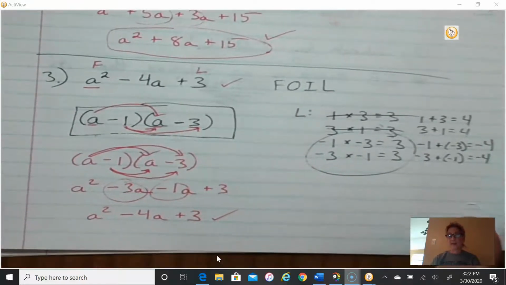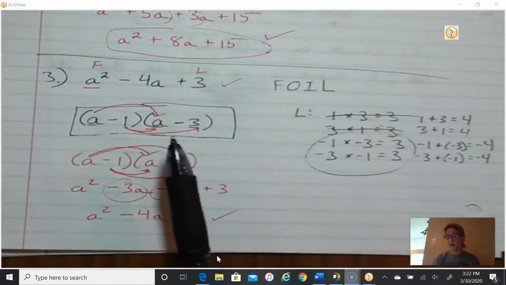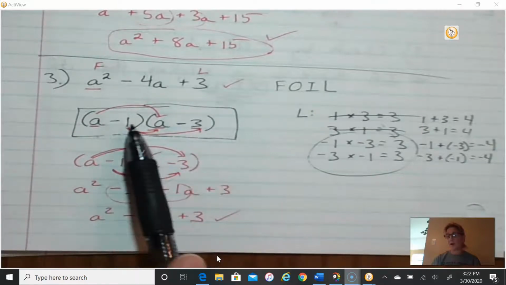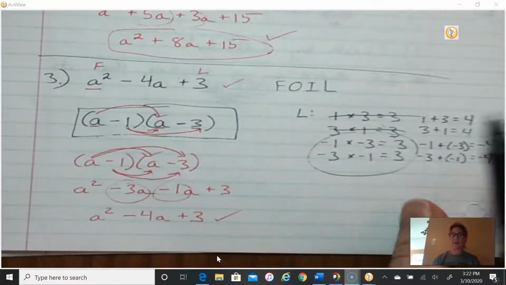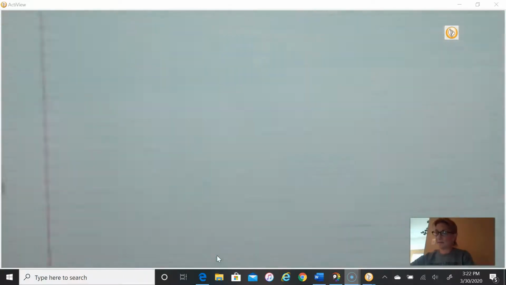Okay? See, this part right here is kind of tricky because you got to find what when multiplied gives you that last term, but when added gives you the middle term. All right.